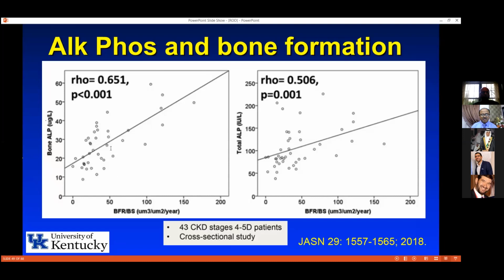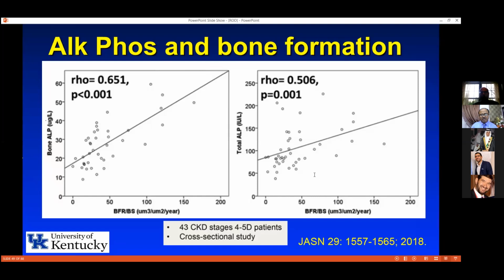Using the bone histology, you see very good correlation if you use the bone-specific alkaline phosphatase. You see here, usually it's a linear correlation. So it looks very good. The R is 0.6, so that's a very good correlation, and the P value is highly significant.